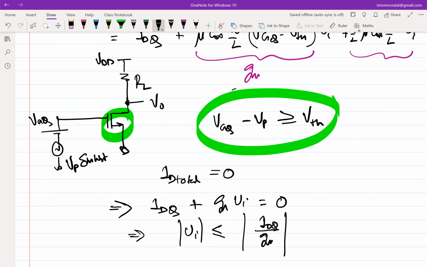This constraint will be different for different cases, but what you need to understand is that the constraint we'll be using in both cases, the maximum allowable swing and the minimum allowable swing at the output or the input, is determined by quiescent plus incremental small signal. Do not try to set the total current to zero by using VGS minus VT whole square. Okay. Any questions?